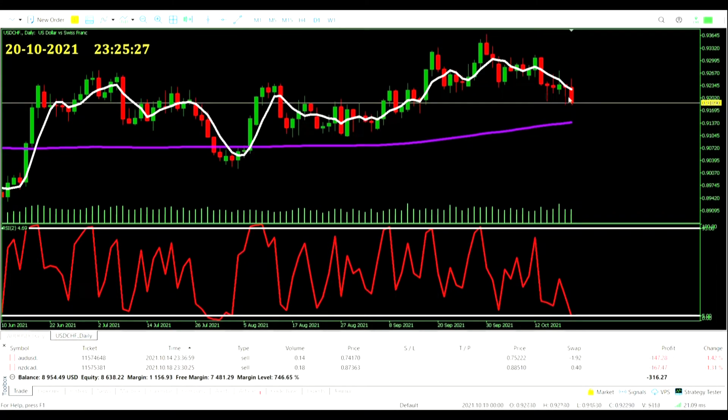US dollar Swiss franc giving the signal as well. Obviously can't get into it already being in that great US dollar trade. And this one would be going in favor of the US dollar as well, because it has gone into the oversold territory. RSI at 4.79. We'd be getting into a buy trade and hoping for a bounce. We'll try and keep an eye on it.